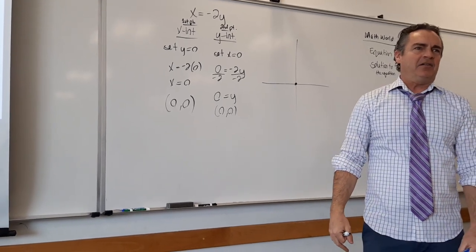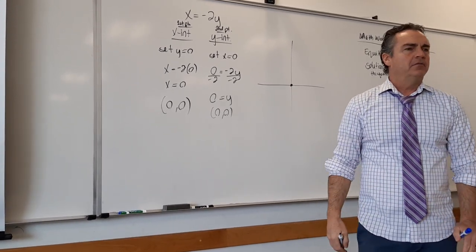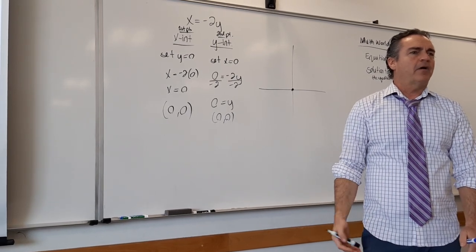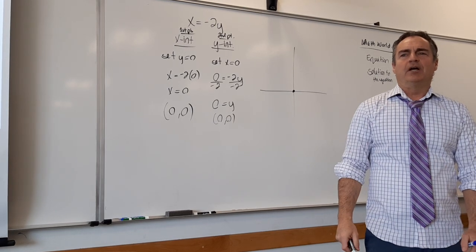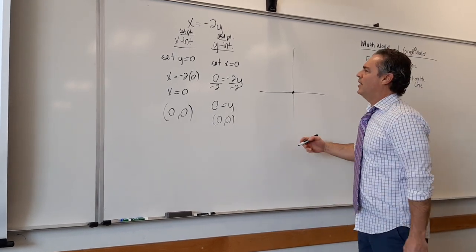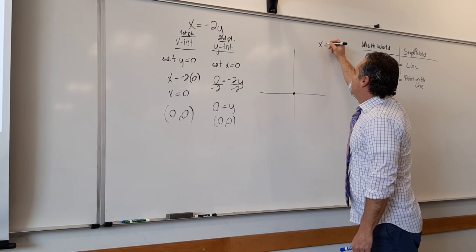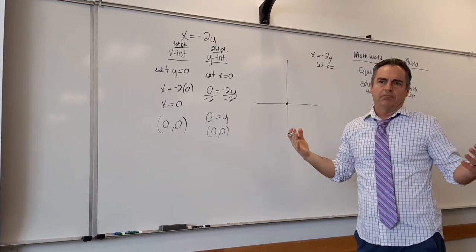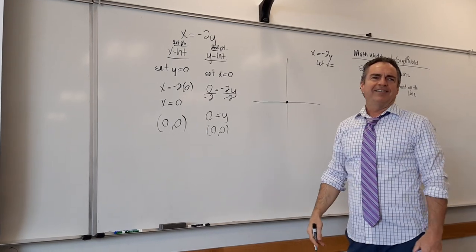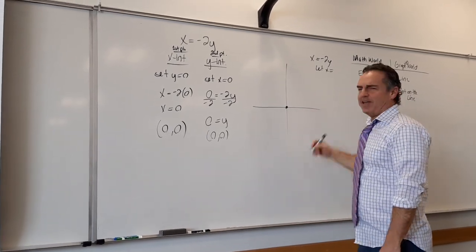And I need a line. So what do I have to do? What method? Plug and chug. Yeah, you got to revert back to plug and chug. So you say, all right, well, x equals negative 2y, let x equal something. Pick something. 40? Even that 40, you just want me to draw 40 hash marks up here?